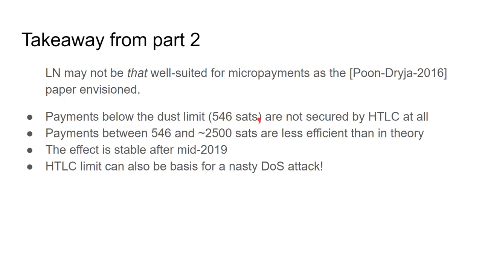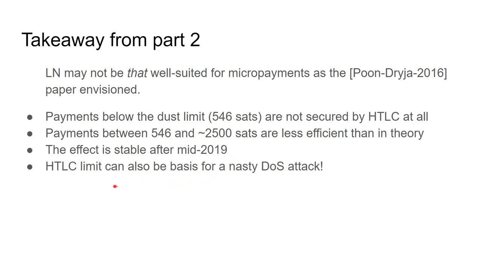Below the dust limit, for payments below this number of satoshis, the payments are not even secured by HTLCs at all, so they don't inherit the security from the layer 1 Bitcoin as larger Lightning payments do. But in this range, from 546 to 25,000 satoshis, these payments are less efficient than it could be possible in theory, and the closer we are to the smaller side of this range, the more profound this effect is. And we observe that this effect is stable in the current Lightning Network until around mid-2019.